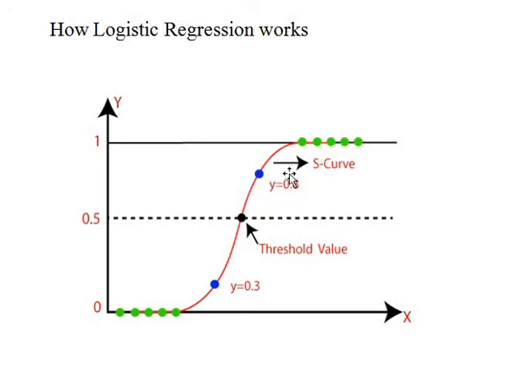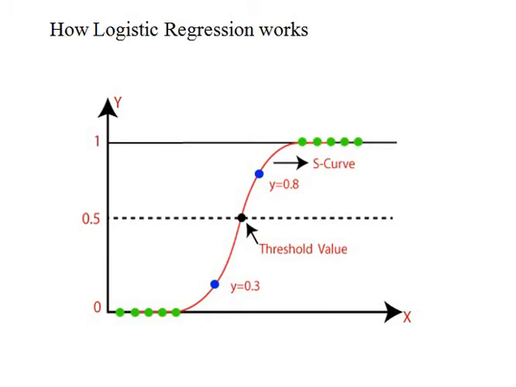Let's see, y is the probability. If it is 0.8, then it is classified as a 1. Now here y is 0.3. This probability is 0.3. On the y-axis we plot the probability. When our probability is 0.3, then it is classified as 0. Logistic regression works like this.